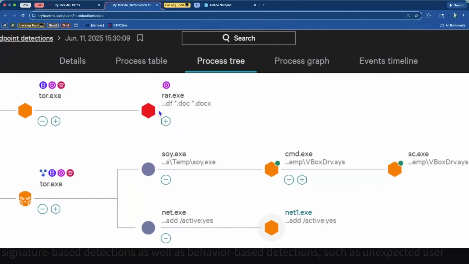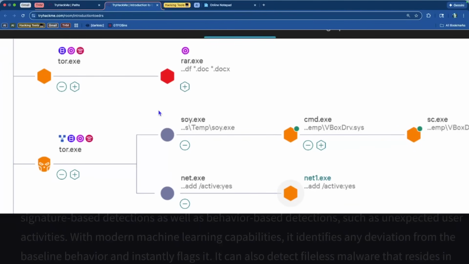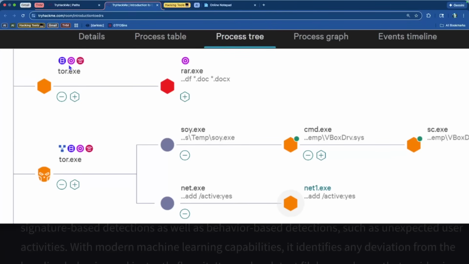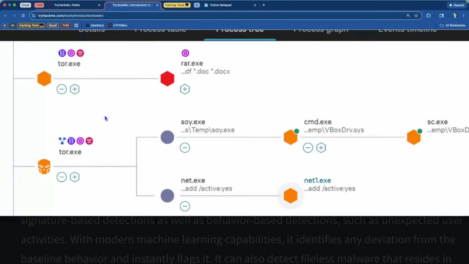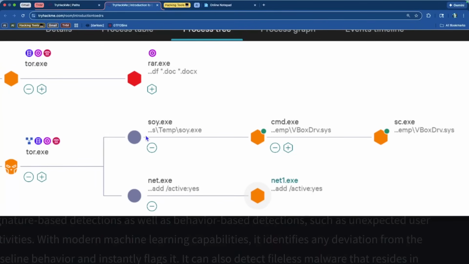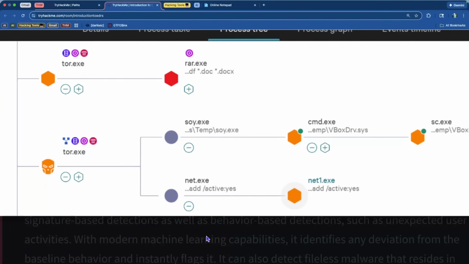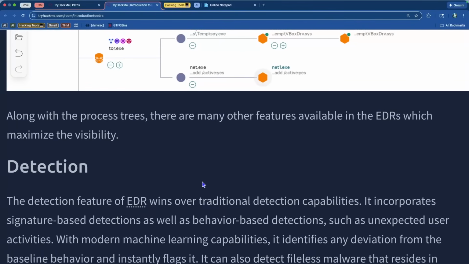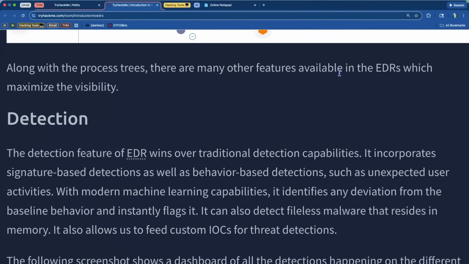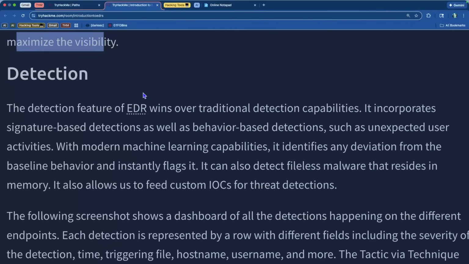So if we try to zoom in on this a little bit here, you can see that. So you have the Tor executable. I think that would be the Tor Onion browser maybe. So the Tor executable, and it connects to this RAR executable. And then if you click on plus, it would expand these individual items and you'll see how it goes. So you have the Tor executable, and then the next executable, and then this one goes to this, and then this one goes to this. So you can see how these things actually break down. That's called the process tree. There are also many other features available in it which maximize the visibility.